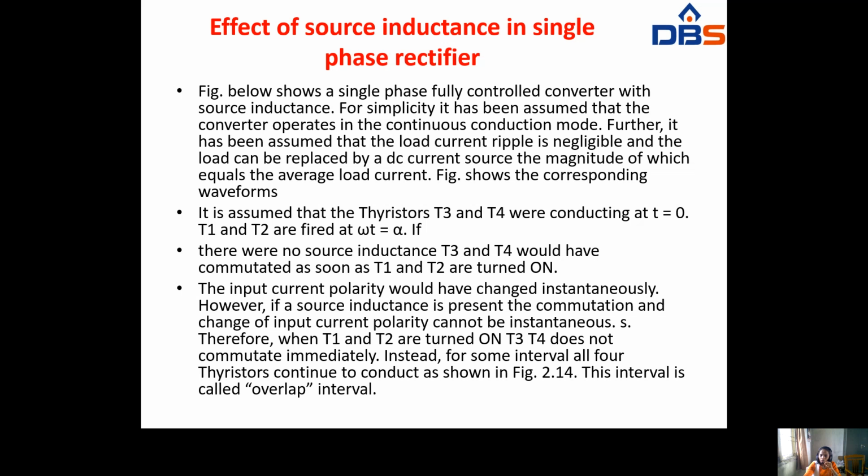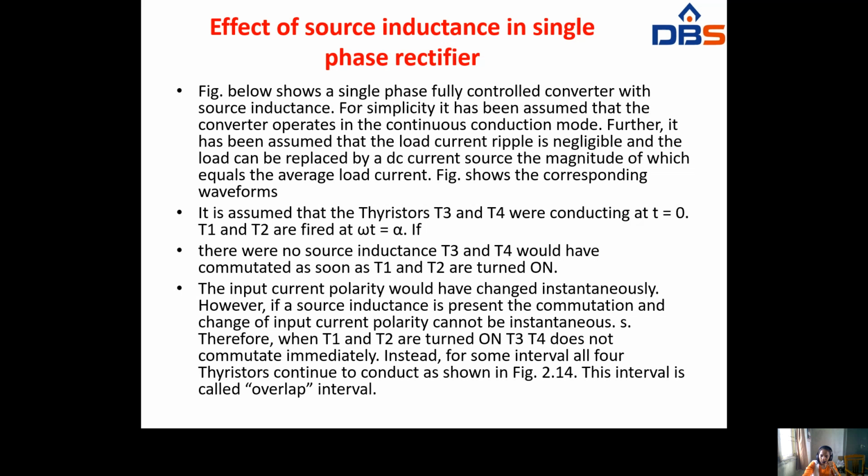So for simplification, we have assumed that it is a continuous conduction mode. Further, it has been assumed that the load current ripple is negligible and the load is replaced by a DC current source. So the load is replaced by a DC current source.